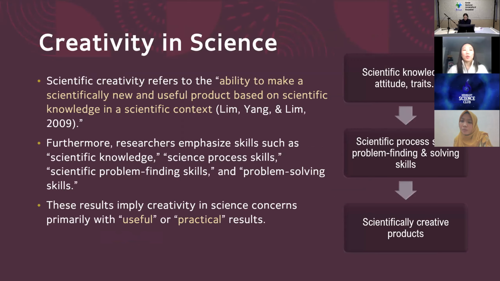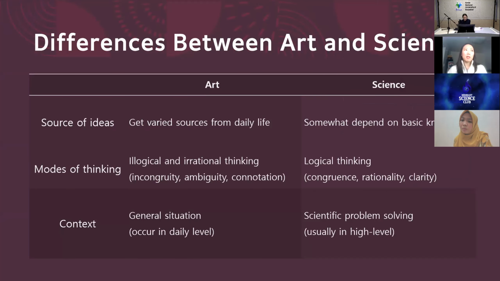When it comes to science, there were numerous articles discussing creativity in science. Scientific creativity refers to the ability to make a scientifically new and useful product based on scientific knowledge in a scientific context. Furthermore, researchers emphasize skills such as scientific knowledge, science process skills, scientific problem finding skills, and problem solving skills. This research implies creativity in science concerns primarily useful and practical research. This might be the most distinct difference between creativity in art and science.